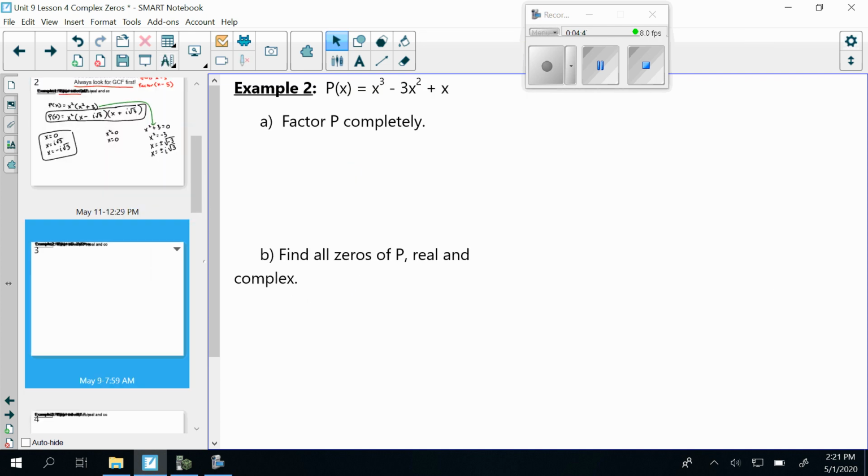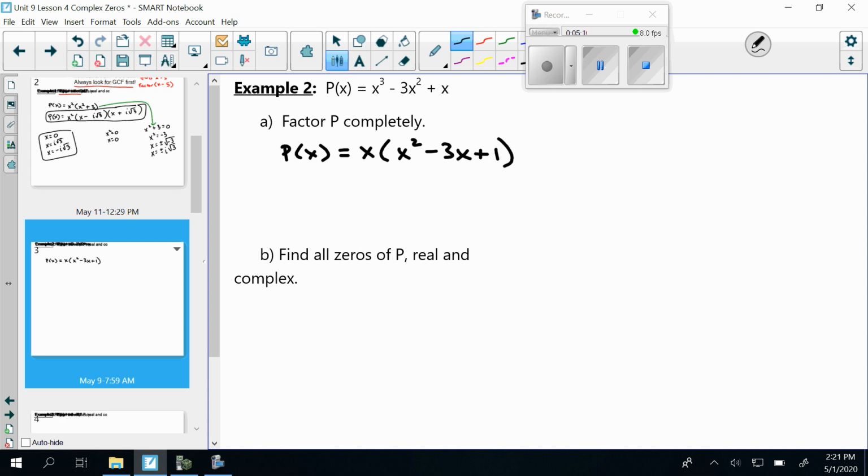All right, let's try another one of these. Completely factor this one, and then write out its zeros as well. So first, I always look for greatest common factor again. This one, I see that all of them have at least one x in there. So let's take out that greatest common factor of x.